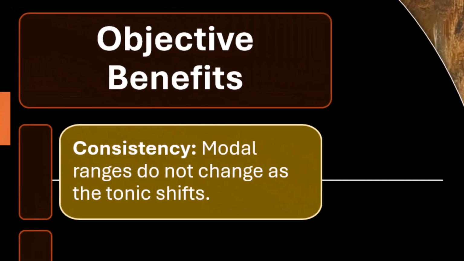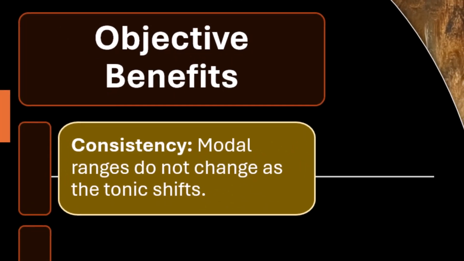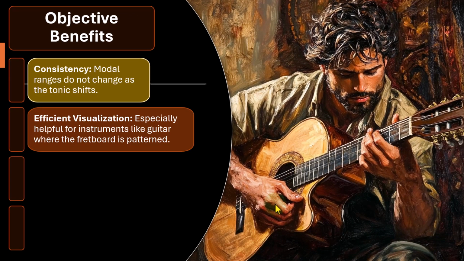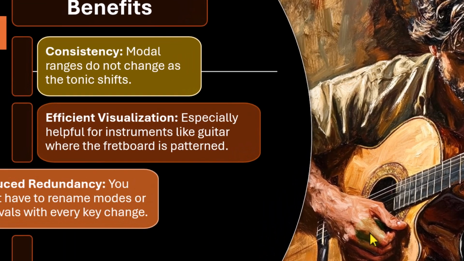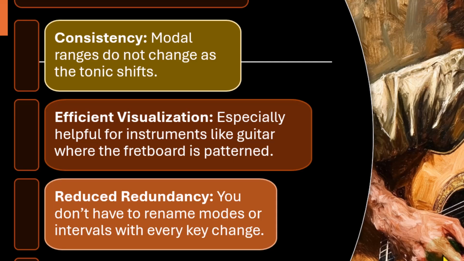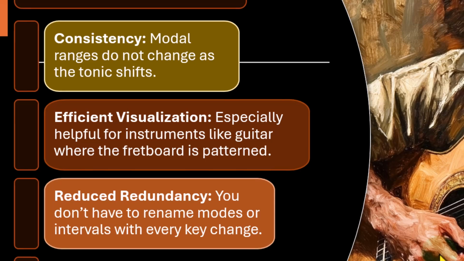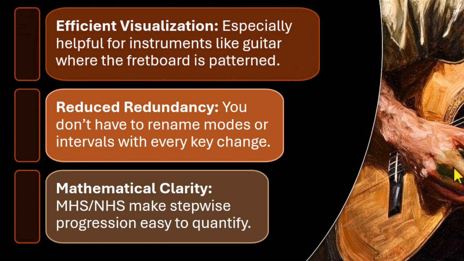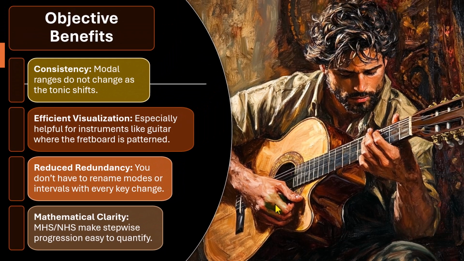So, objective benefits. Consistency: modal ranges do not change as the tonic shifts. Efficient visualization, especially helpful for instruments like guitar, where the fretboard is patterned. It's similar to most instruments, including the piano, although the piano does have differences because it's not completely symmetrical, but the concepts still apply. Reduced redundancy: you don't have to rename modes or intervals with every key change. That's the point. When you go from any key, all the relative positions should have the same name. When I play in any mode within the same diatonic shape, all the points are the same.